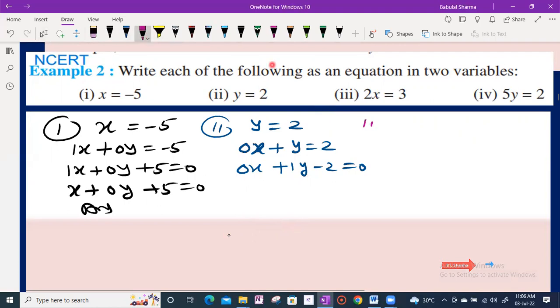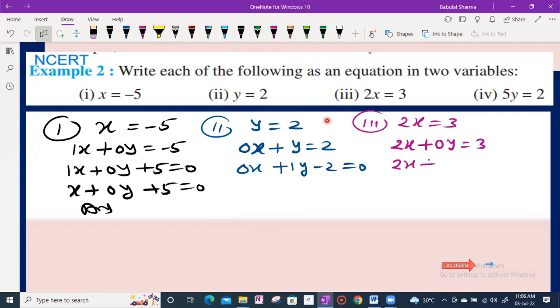And now third, that is 2x is equal to 3. You will see that here the y variable is not there. When the variable is not there, you can write 0 into y. So we can write 2x plus 0 into y, that is 3. 2x plus 0 into y minus 3 is equal to 0. We have written this in the standard form, right? So you saw that the variable which is not there, we multiply 0 into that variable.